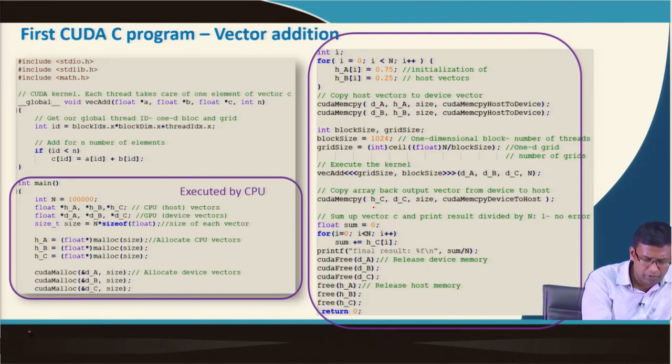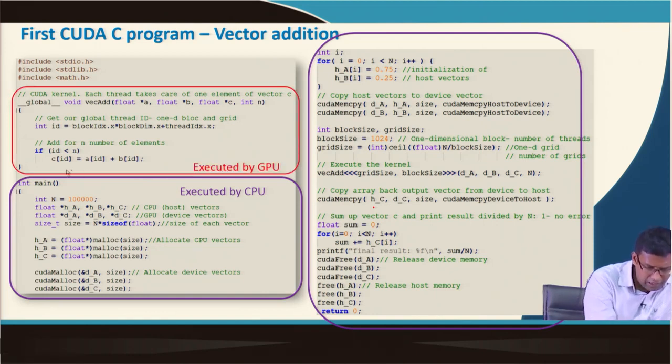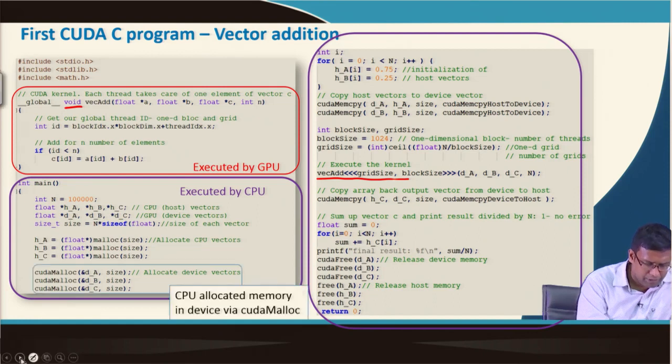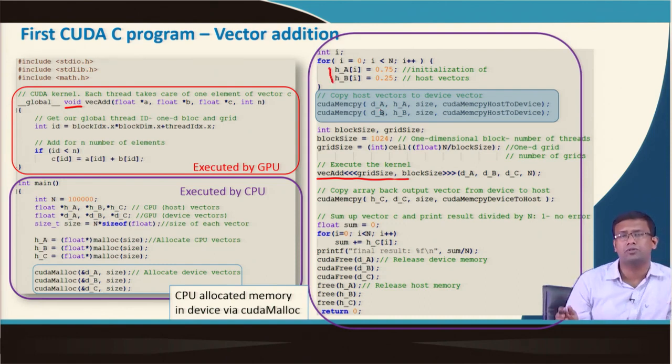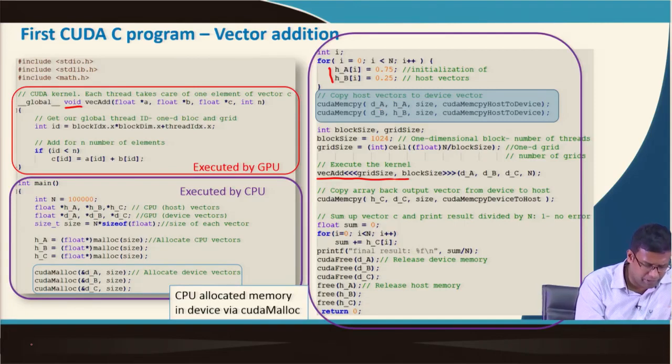So if we look into the program, these blocks are executed by the CPU, and the kernel function is executed by the GPU. What is this kernel function? This particular function is the kernel function, which comes with this structure and syntax, and this is executed by the GPU. Allocation: the CPU allocates memory in the device via cudaMalloc. Allocation of GPU memories is also done by the CPU. The CPU copies vectors from host to device. So vectors are initialized at the host and then copied from host to device, CPU to GPU, using cudaMemcpy.